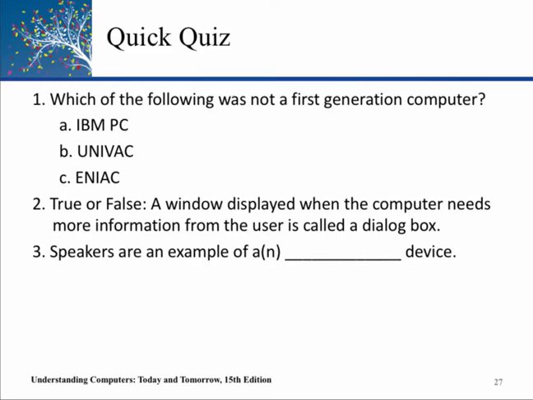Well, I hope you were able to answer those questions. The answers are, for the first one, A, an IBM PC would not be considered a first generation computer. It is not as big as a football field. The second one is true. When a window is displayed and needs more information, that is a dialog box. We didn't cover that, but I hope you know that. And the third one, speakers are an example of an output device.